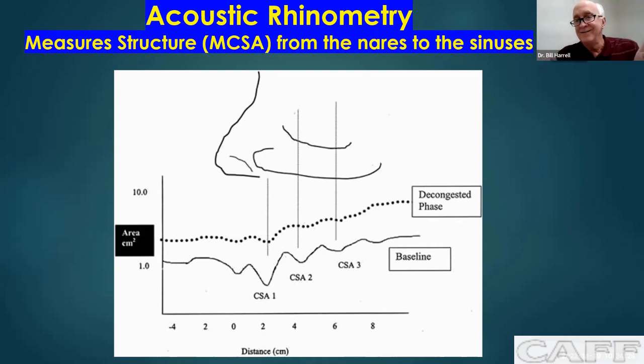Now the ENTs may not use this in their armamentarium, because guess what they're going to do? If they have a problem with nasal airflow, they're going to stick a scope up there and see where it is and go in there and get it. But I don't have that capability. So my whole thing is a screening thing up front, so I can send them to the appropriate referral doctor.